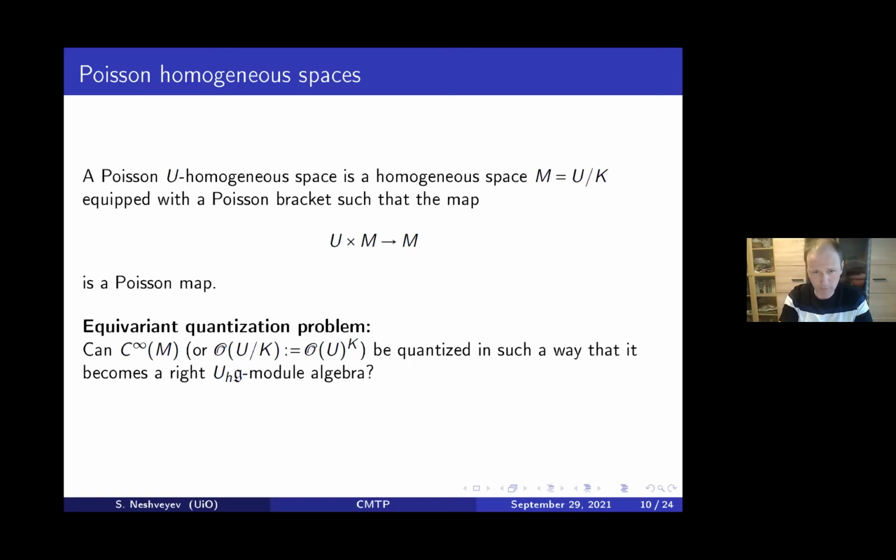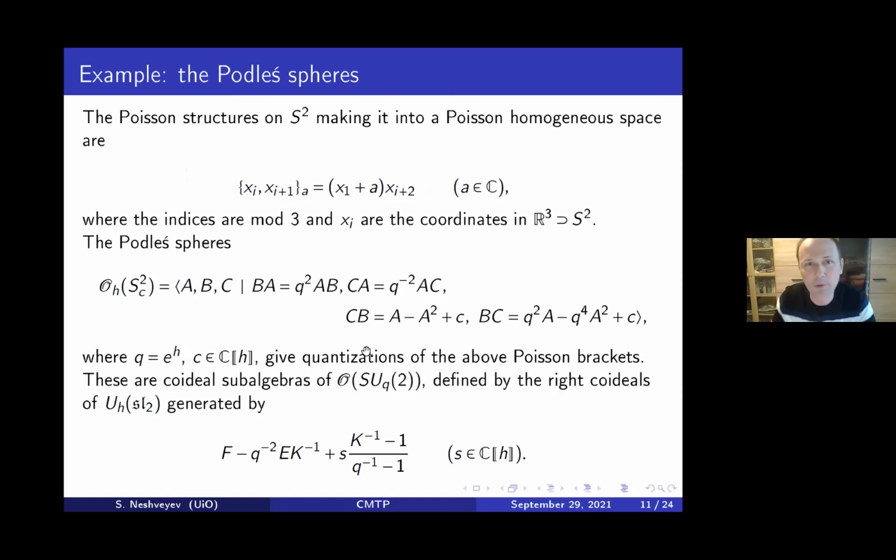Probably the most famous and easiest example is the Podleś sphere. It is a homogeneous space of SU2. You can identify it with SU2 modulo the torus. On this space, you have the following Poisson structures. All Poisson structures making it into a Poisson homogeneous space over SU2 are given by the following formula. They are parameterized by complex numbers, and here is the whole family of them.